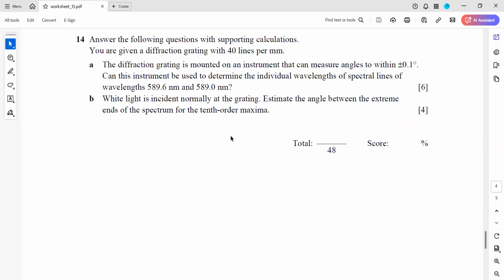Question 14. You are given a diffraction grating with 40 lines per millimeter. What will be d here? It will be 0.001 divided by 40. What is the value for d? 1 × 10^-3 divided by 40 gives 2.5 × 10^-5. So the value of d is 2.5 × 10^-5 meters.